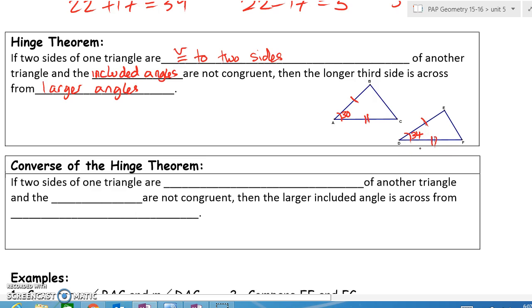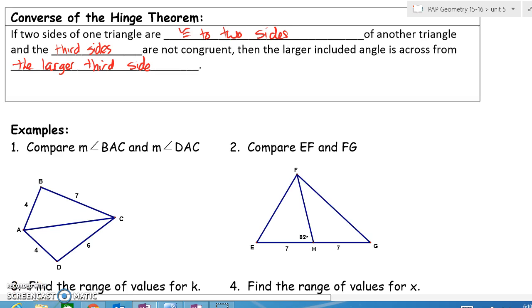Well, what this theorem is saying is the larger side is going to be opposite the larger angle. So that side is opposite 30 degrees. That side is opposite 34 degrees, which means this side right here is going to be the bigger side because it's opposite the larger hinge angle. So take a second to fill in those blanks. And again, I will explain exactly what that's talking about.